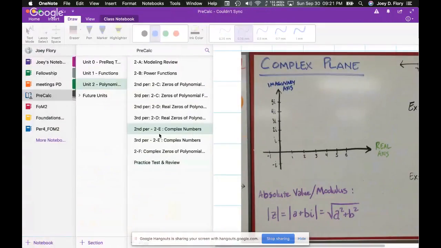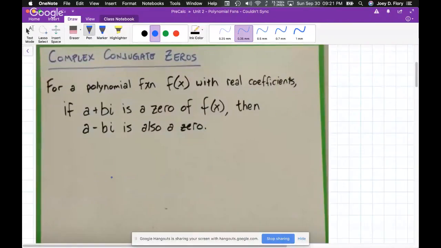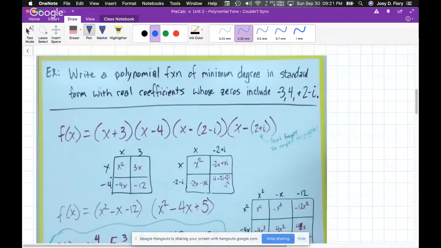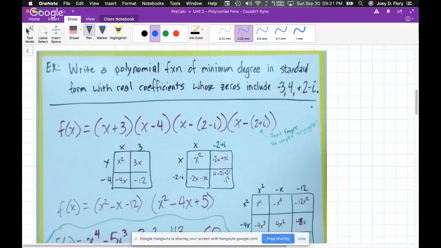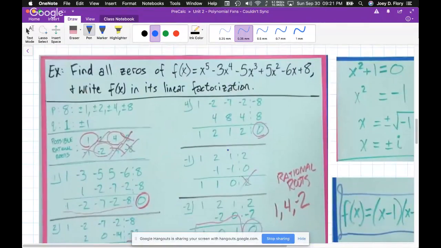And then lastly, 2F was just combining 2D and 2E together, looking at finding polynomial functions given roots, which could be complex, or which could be imaginary, could be real. And also, given a polynomial in standard form, coming up with its linear factorization. So working through the whole process of finding the roots, both real and imaginary.